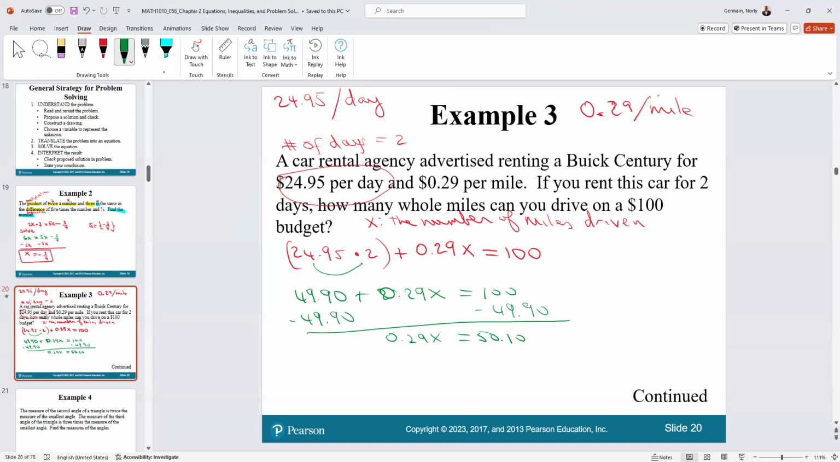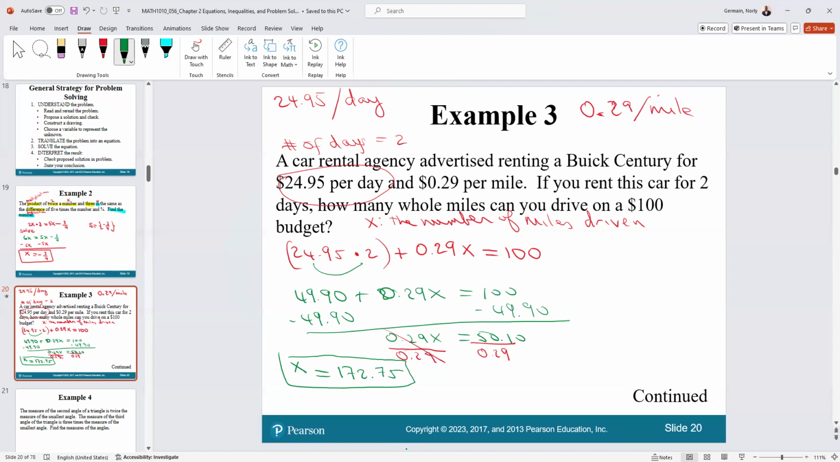Yes, we need to divide both sides by 0.29. When you have a coefficient in front of your x, what you need to do is divide. So this one would be gone. What we have left is only x on the left, and 50.10 divided by 0.29 is going to give us a big number. It's 172.75.